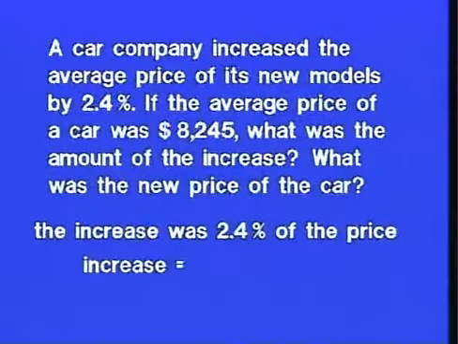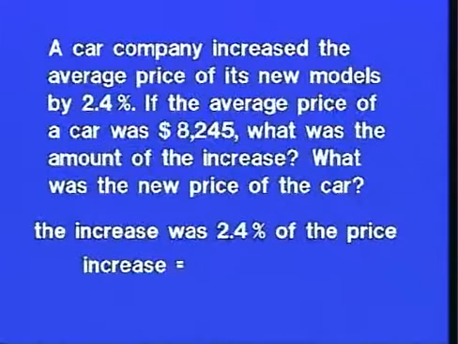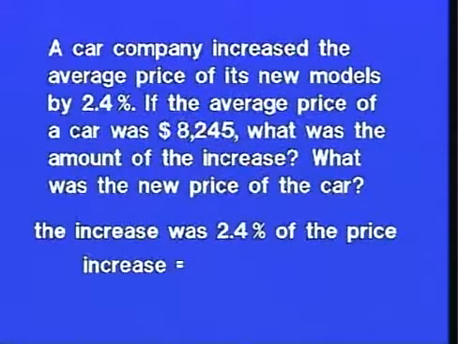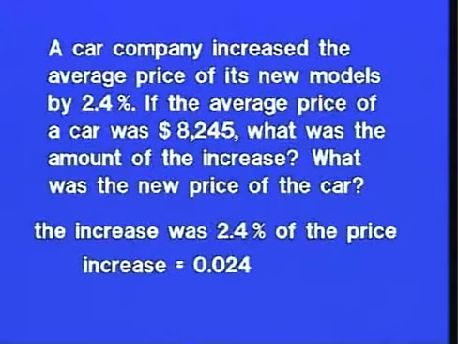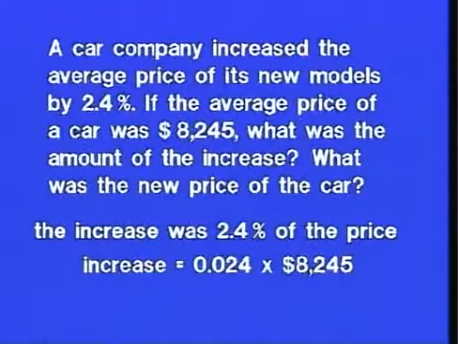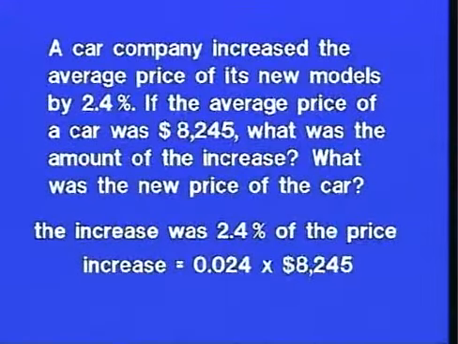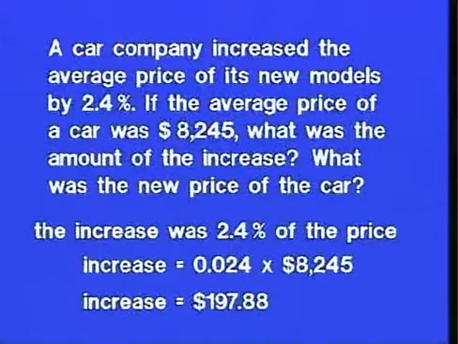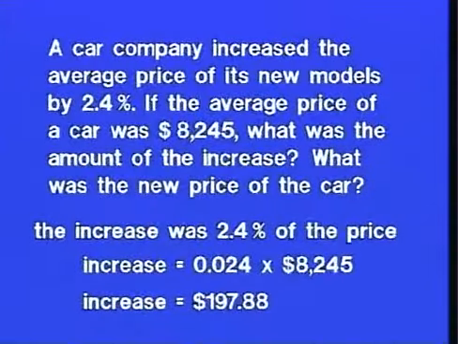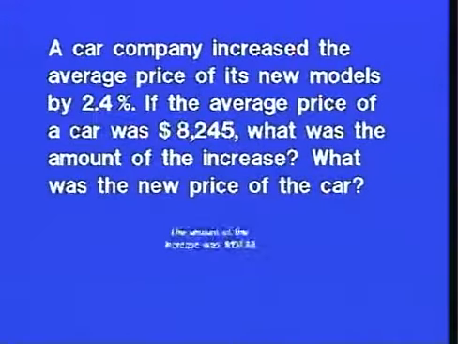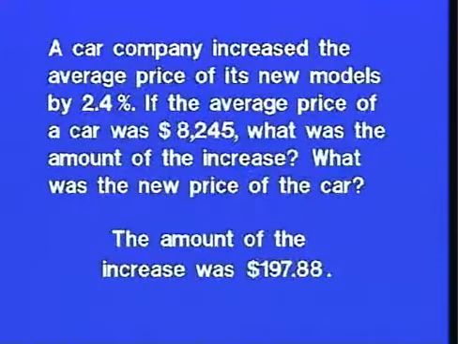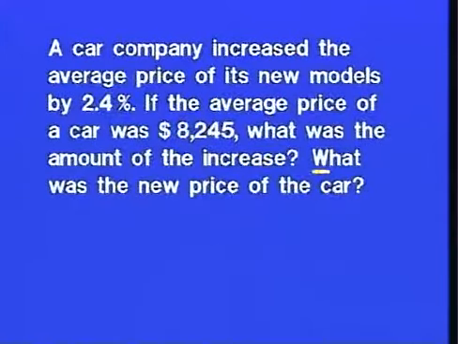The increase equals. You see, the equals is there because was is a verb form of is, and we treat it in the same way. So increase is equal to 2.4%, which becomes 0.024 as a decimal. Of means times. And the price of the car is given as $8,245. Now, multiplying on the right, we find the amount to be $197.88. And we write our answer as a complete sentence. The amount of the increase was $197.88.